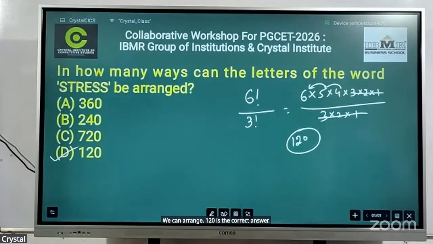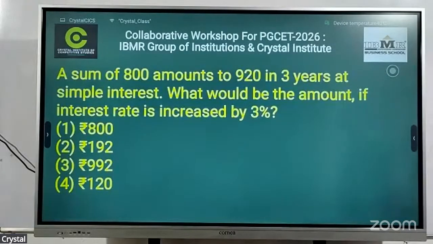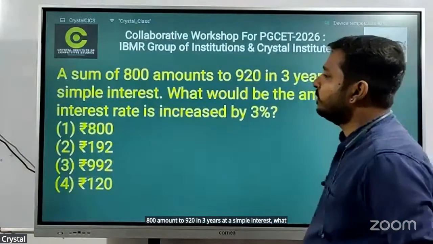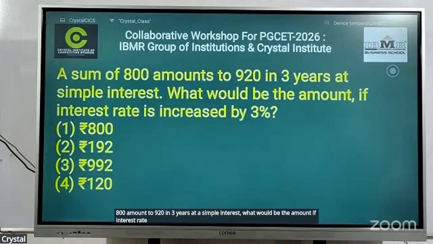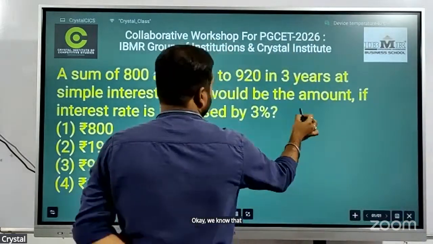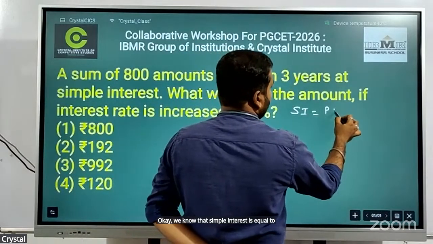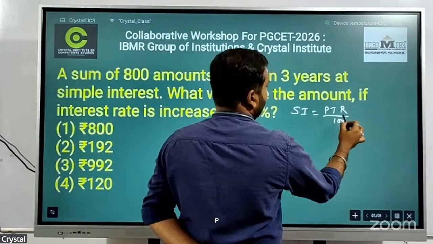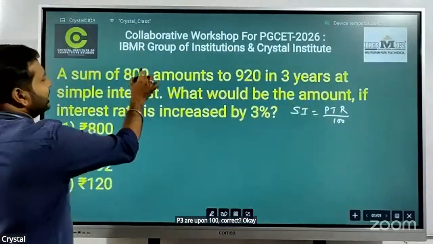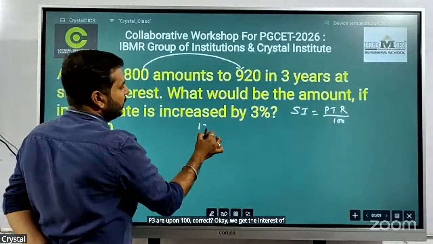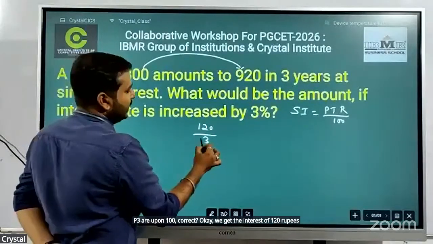Good. Okay. Simple interest. A sum of 800 amounts to 920 in 3 years at simple interest. What would be the amount if the interest rate is increased by 3%? Okay. We know that simple interest is equal to PTR upon 100. Correct. We get the interest of 120 rupees in 3 years.